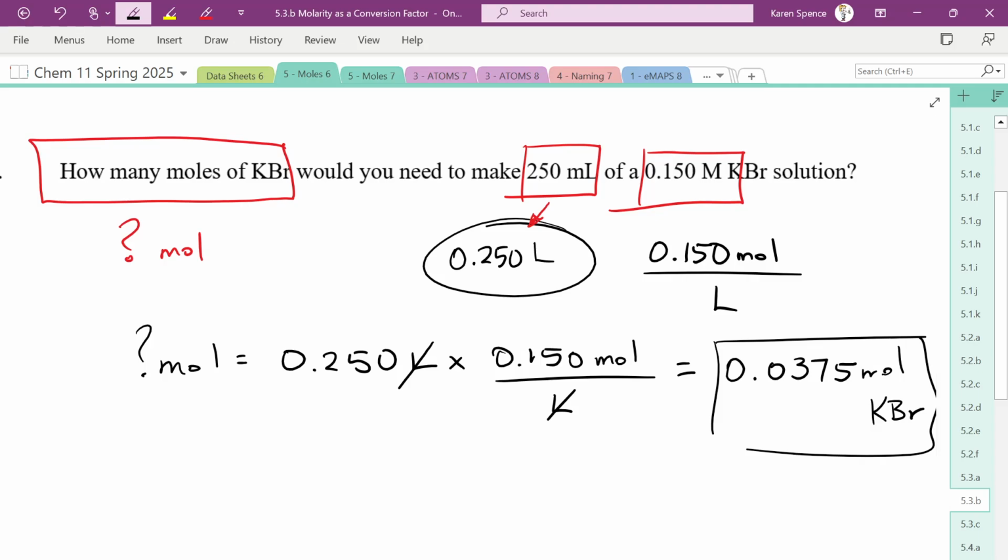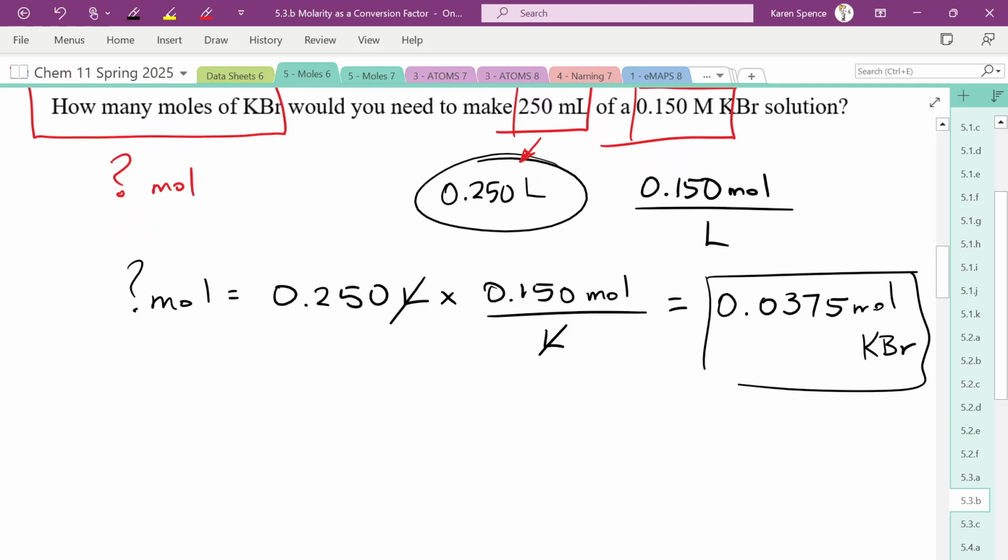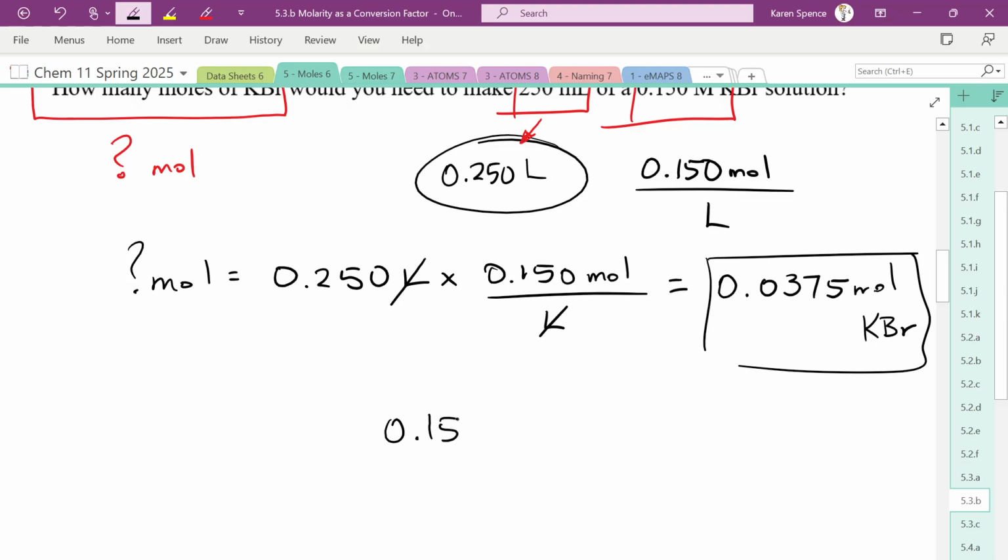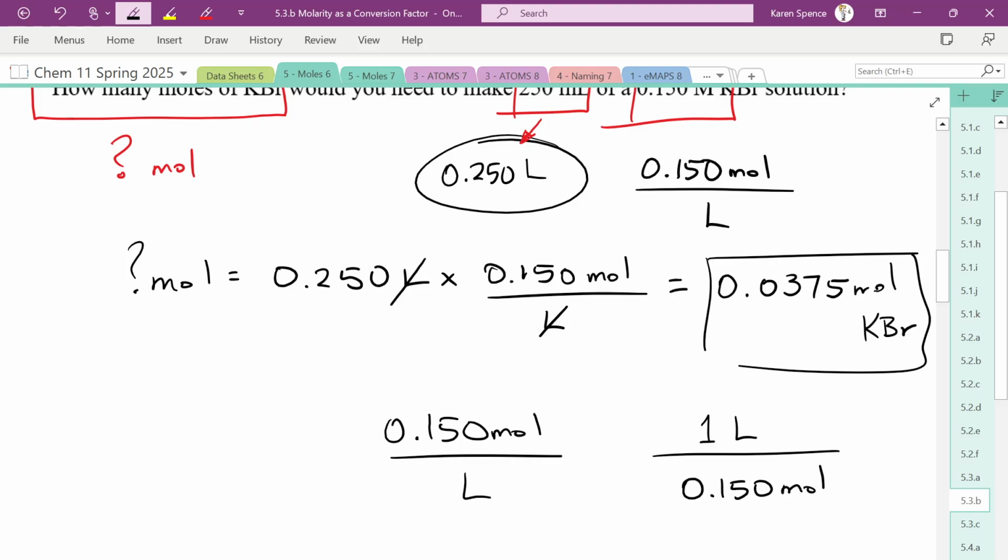Would it be okay if I took my 0.150 moles per liter and maybe in a different question, if I needed to, could I write it as 1 liter for every 0.150 moles? Would that be okay if I needed to do that? Yes. And you'll notice molarity is the one place where the 1 does not go with the mole. The 1 goes with the liter here. Almost everywhere else it goes with the mole, but in molarity, it's going to be a number with the mole and then per 1 liter. All right?